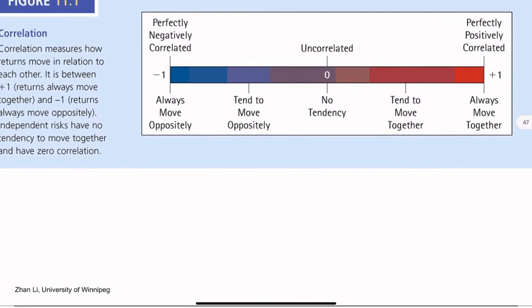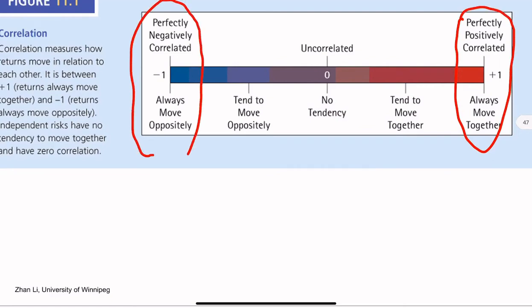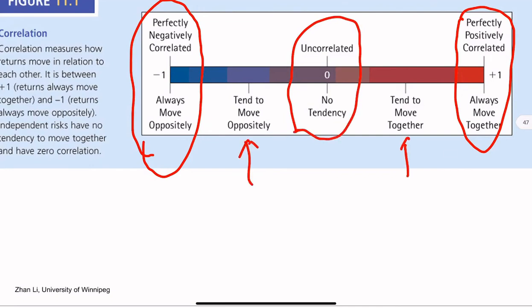So this nice picture is a summarization of what we have just talked about, right? So you have these extreme cases where they move together, and these extreme cases where they always move oppositely. Then you have this unrelated case, and then you have these medium cases. So if you get a value between 0 and 1, let's say 0.5, then you would know that they tend to move together, but they're not moving together in a perfect way.